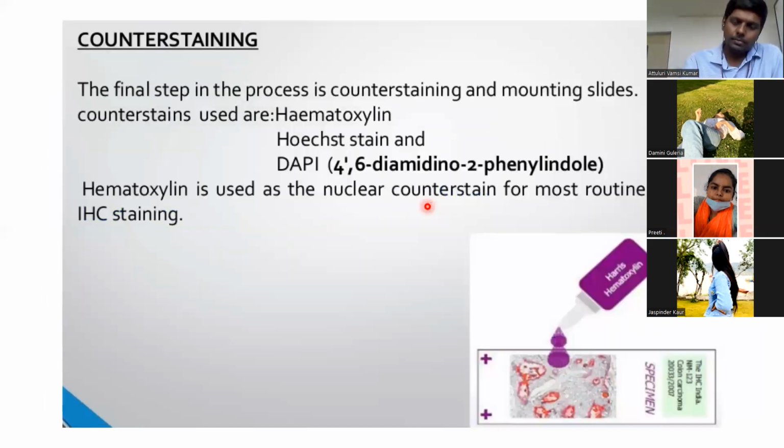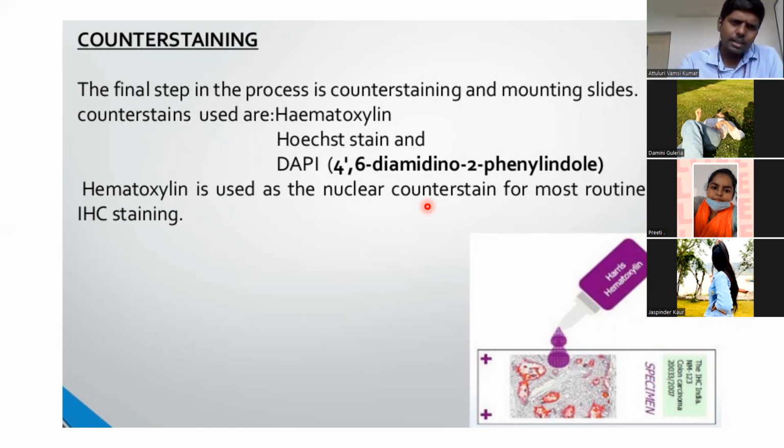Then counter staining, as I stated. So we have done immunohistostaining, then we have cross verified with the controls. Now we need to counter stain the background. Now we need to counter stain the tissue. The overall tissue will be counter stained with H and E. Hematoxylin and eosin will be adopted for counter staining.